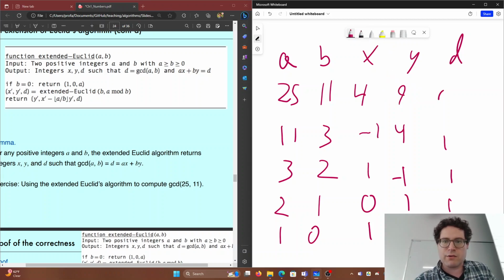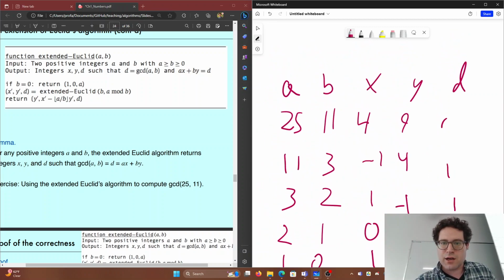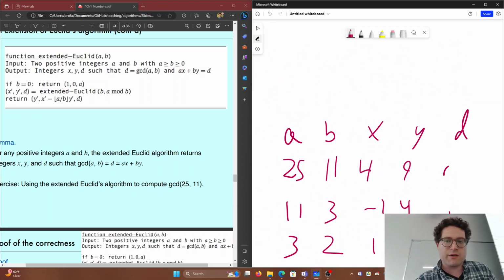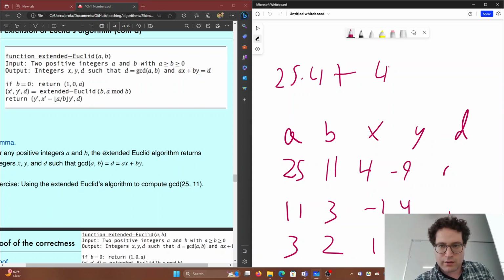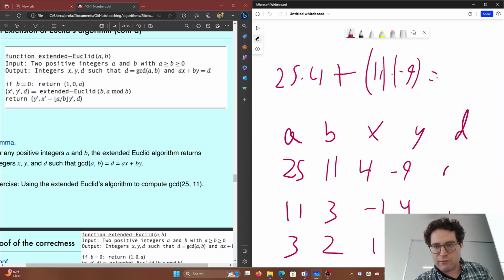And so we can check this equation. This is what we return. We return 4, negative 9, and 1, and we can check this equation. 25 times 4 plus, sorry, not 25 times 4, 4 times 11 plus 25 times negative 9 is equal to, well, that's 100 plus negative 99, which is going to be 1. So we get our answer. Everybody kind of see how that works?